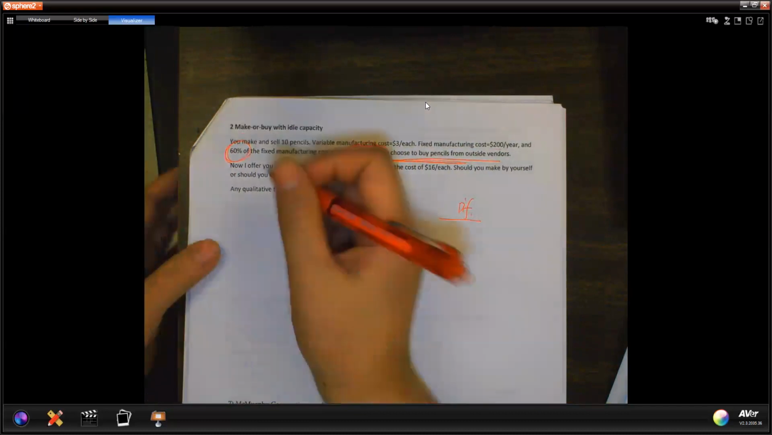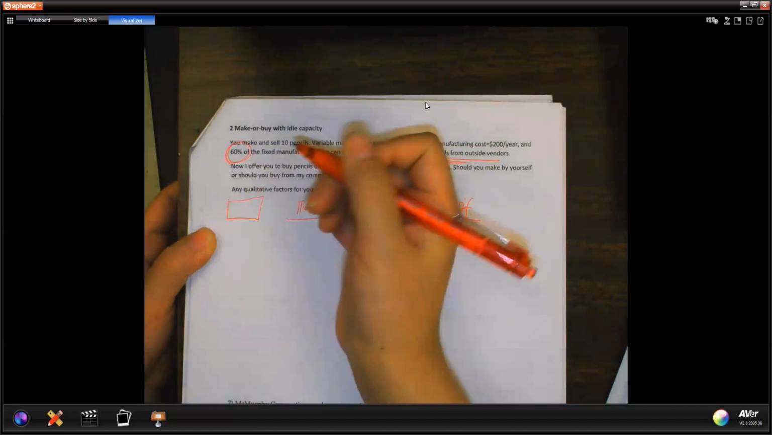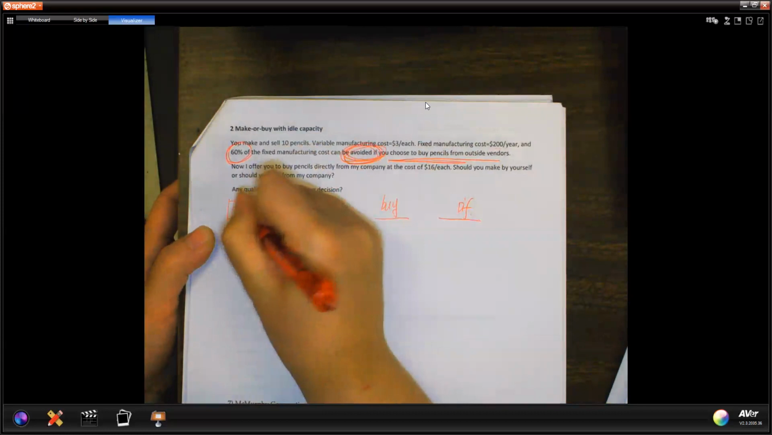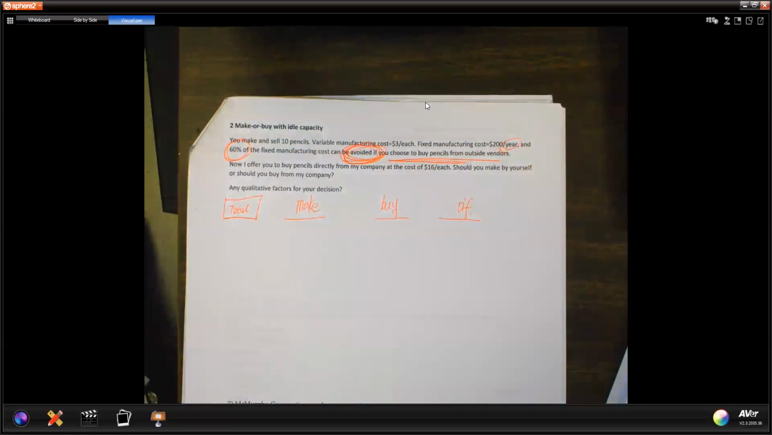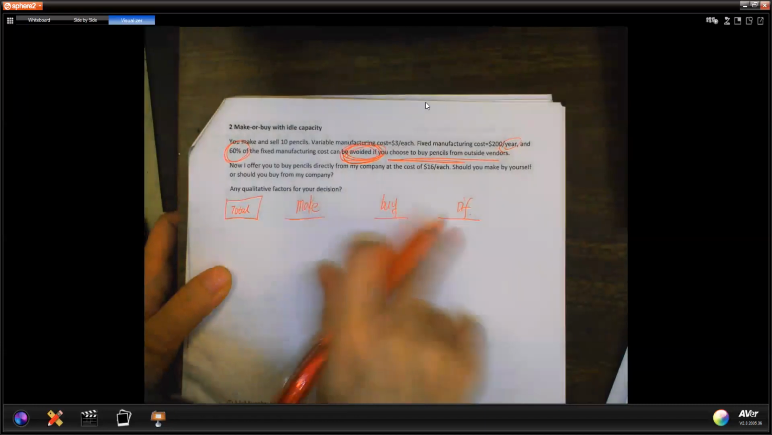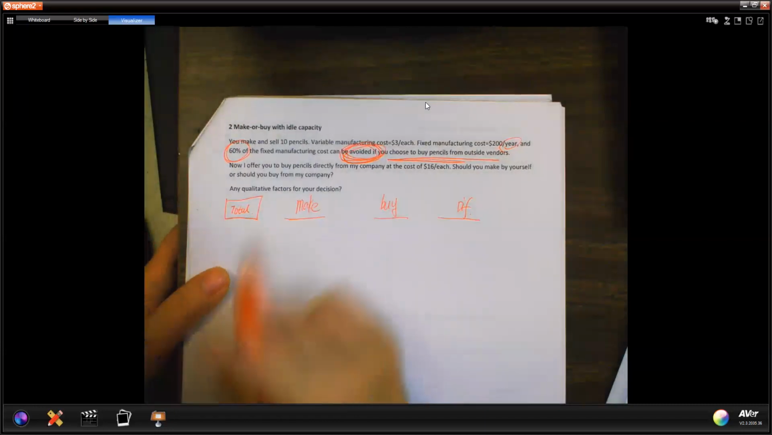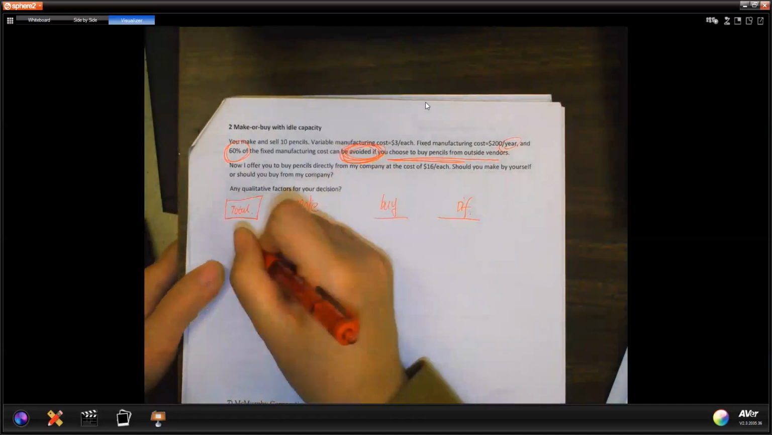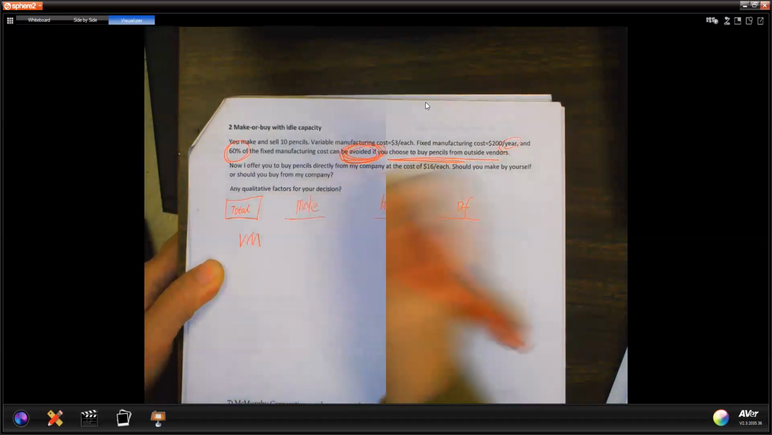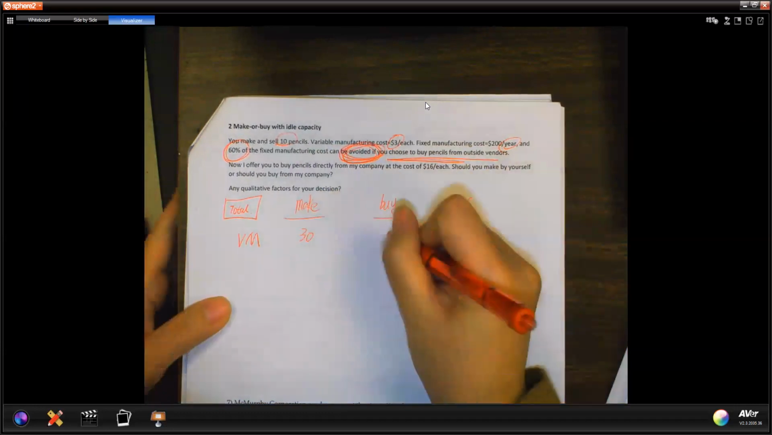So you can do each unit or you can do total. I'll just do the total because it said this is for the year. Either one is fine. So now, make or buy, we look at the cost, right? If you make, then you have to pay variable manufacturing, $3 each. You are making 10, so you have to pay $30. If you buy, it's 0, so the difference is 30.